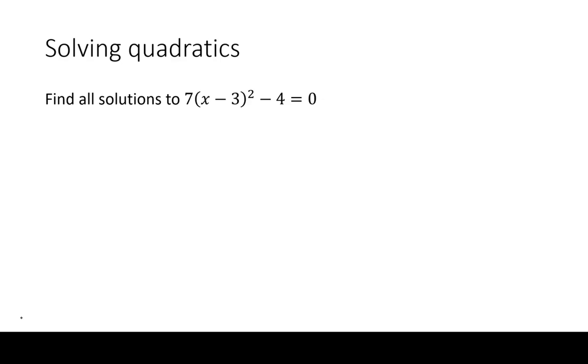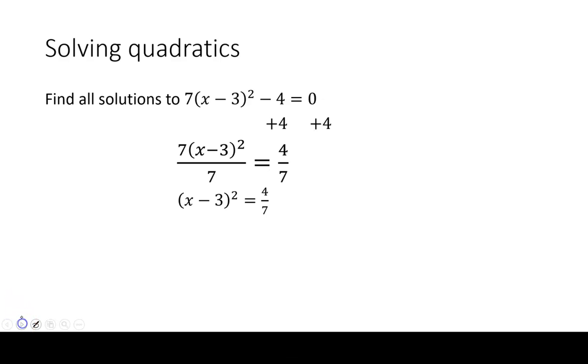the x. So I'm going to start by adding 4 to both sides, since this minus 4 was kind of an outlier. Once we have 7 times x minus 3 quantity squared equals 4, the next thing I see is that this 7 is multiplied in. Let's divide it out. That gives us x minus 3 quantity squared equals 4/7.